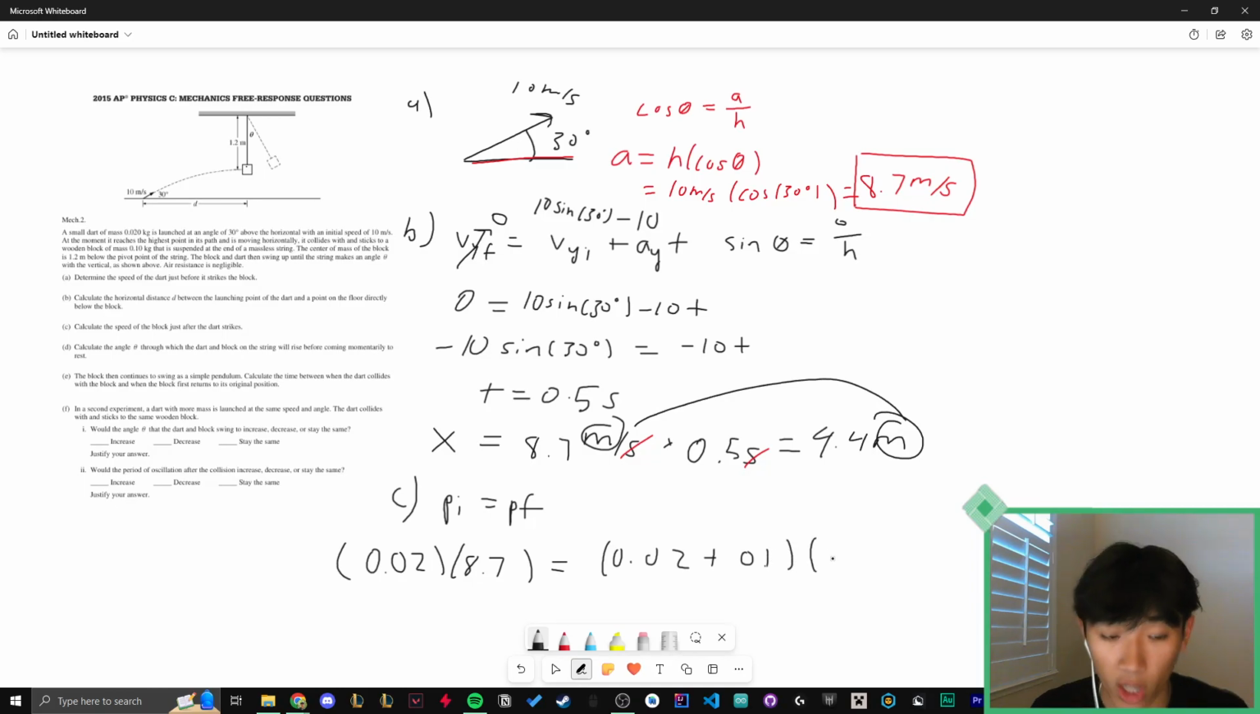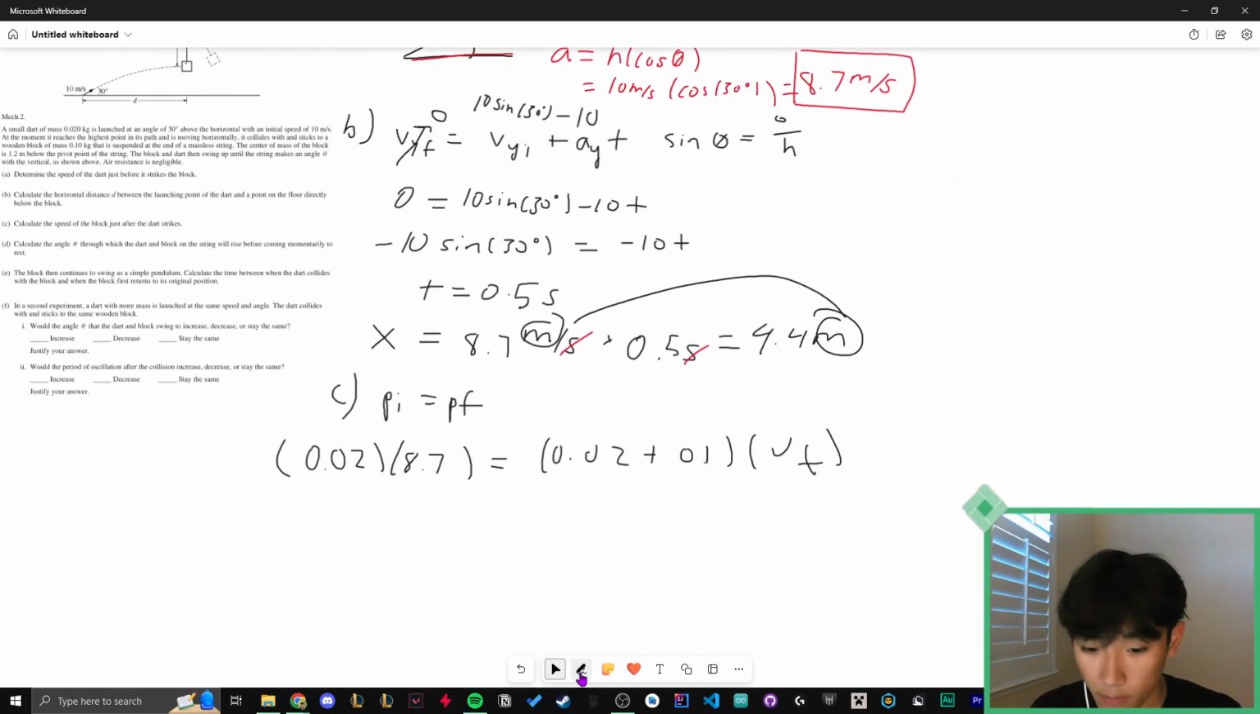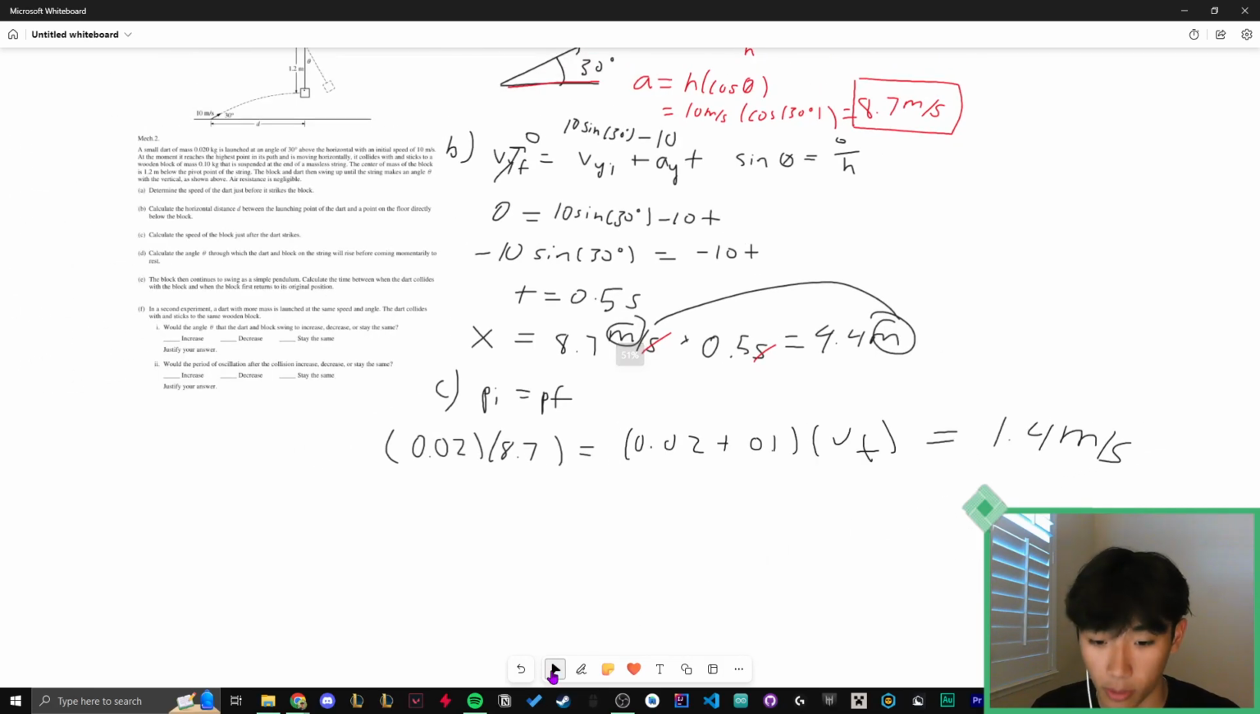times the velocity of it. So we don't know what the velocity final is, and that's what we're going to solve for. So when just multiplying and then dividing it over, we should get something about 1.4 meters per second. And that is the answer to part C. Okay, now moving to part D.